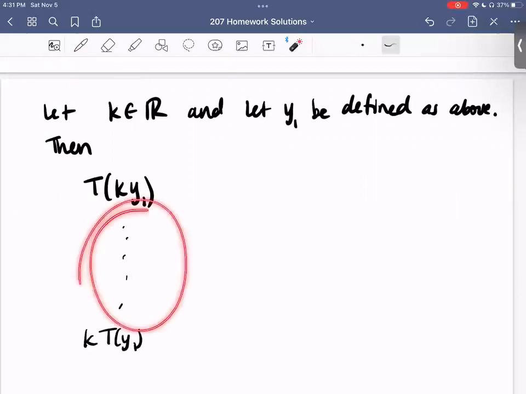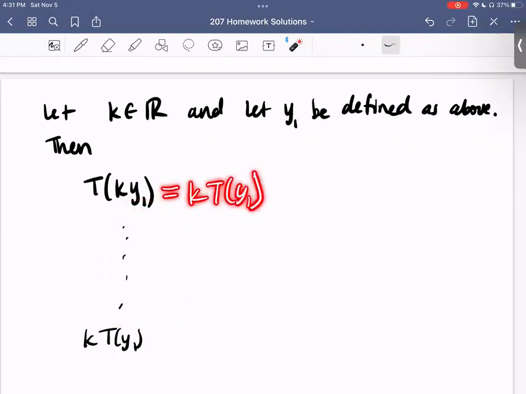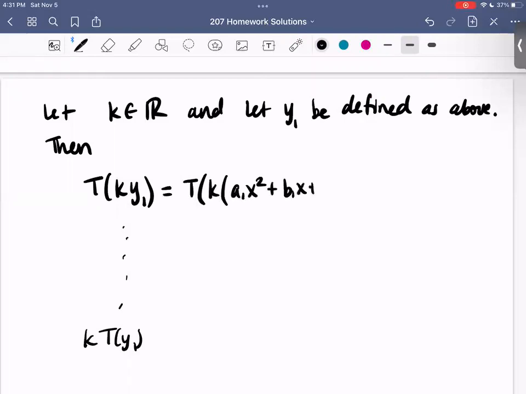But you have to show this work. I can't just state that this is equal. Like then I haven't proven anything. I've just sort of stated something. I need to show this, this is like the bulk of the work. So let's do that. Let's take the transformation of k times, and y1 was defined in this way, a1x squared plus b1x plus c1.